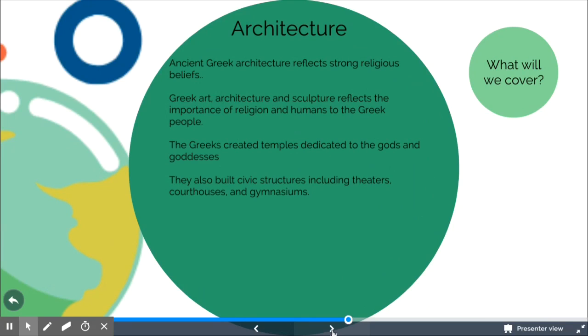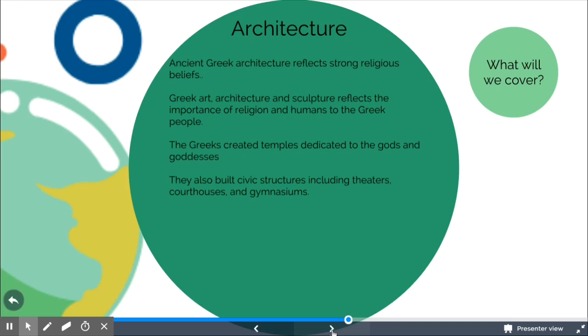Architecture. So we'll focus a lot on architecture in this lesson because a lot of it's still standing, or we can visit the ruins today. So ancient Greek architecture reflects their beliefs. They believed that religion was important, so there's lots of temples dedicated to gods and goddesses.